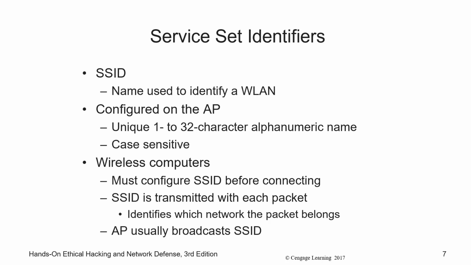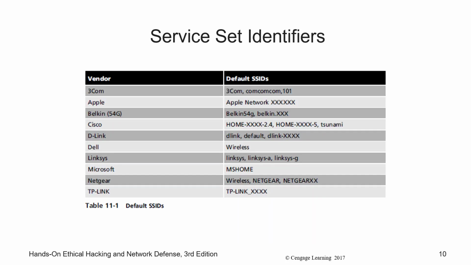So SSIDs, Service Set Identifiers, they're the name that is used to uniquely identify a wireless LAN, and that's configured on the AP, and it's a unique 1 to 32 character alphanumeric name that is case sensitive. You have to configure an SSID, but SSIDs can be broadcast or hidden. But even though it's hidden doesn't mean it's actually hidden. It's more security through obscurity. You can still get the SSID even if it's hidden. So don't think hiding your SSID is going to solve anything. Here's an example of various default SSIDs that come with various vendor hardware.